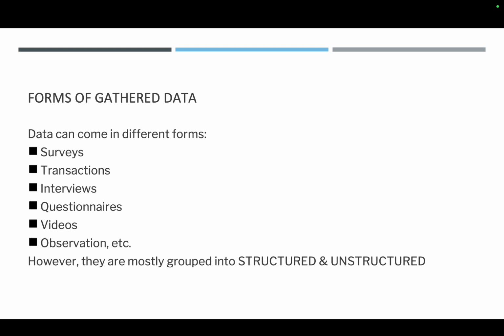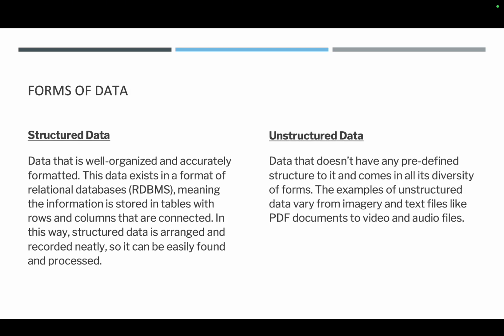Data can be gathered from transactions, from interviews, even from observations. You can gather data by sharing questionnaires. Data can be gathered in a variety of forms, but data is basically grouped into two different forms, right? Structured and unstructured data. So let's look at what structured data is, and then we'll look at what unstructured data is. So structured data is data that is well organized and accurately formatted.